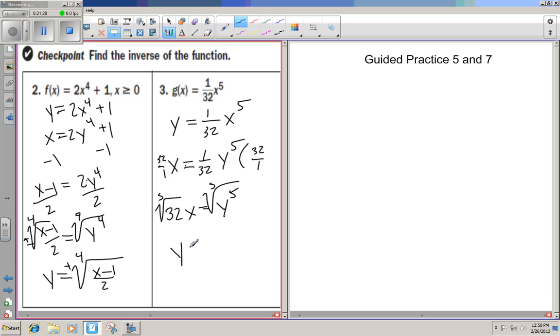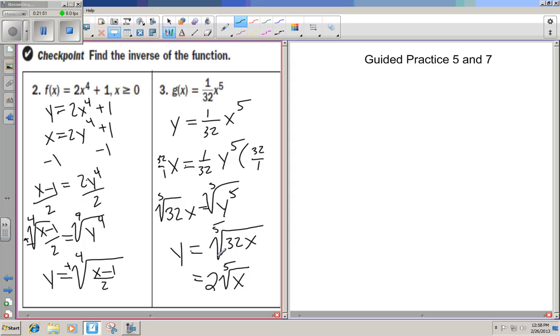So your new function is, and since this is an odd root, you do not have to do plus or minus, but it's the fifth root of 32x. Now, I'm happy with that, but please notice the fifth root of 32 is 2. So the best answer is 2 times the fifth root of x.